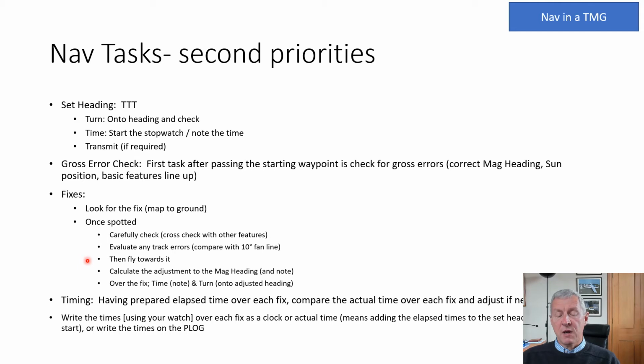And then the recommended technique is to get yourself back on track. So fly towards the fix, put yourself where you should be. We can then calculate the adjustment to the magnetic heading. So how far off track were we? And note that. And then over the fix, note the time, which will give us a new estimate for the end of the leg, or the next fix, however that works, and turn onto the adjusted heading.